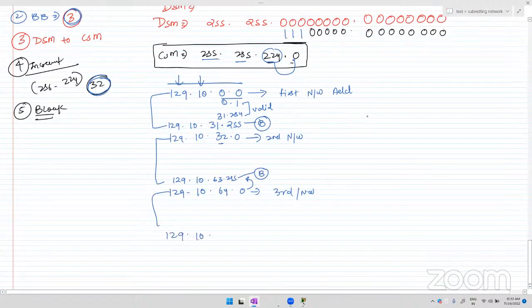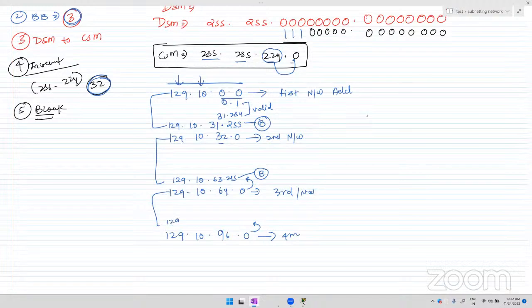Okay, again one more network: 129.10.64 plus 32 increment. How many? 96.0. It's my fourth network. And before this value, which is the broadcast for the third network? 95.255 is the broadcast.